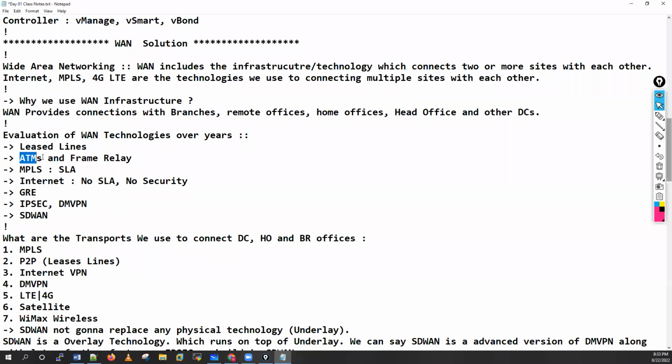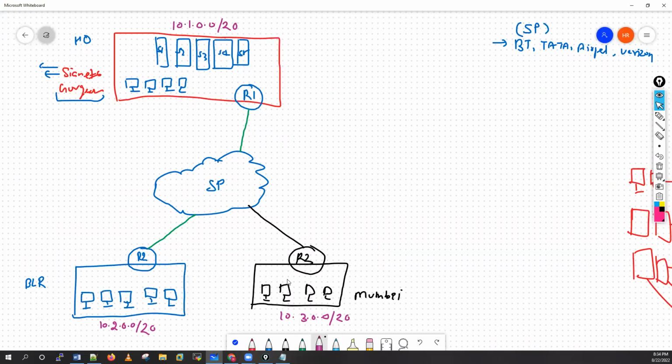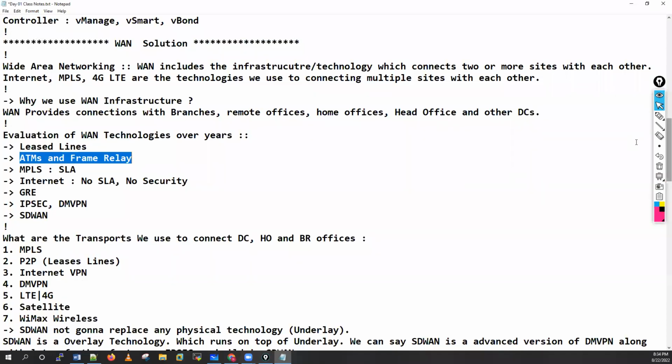So they came up with one more solution, known as ATM or frame relay. They used frame relay switches in the environment, and these ATM or frame relay switches provided connectivity between your head office and branch office. But these solutions are not that efficient. So people developed another solution known as MPLS.